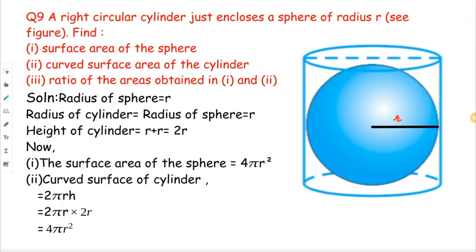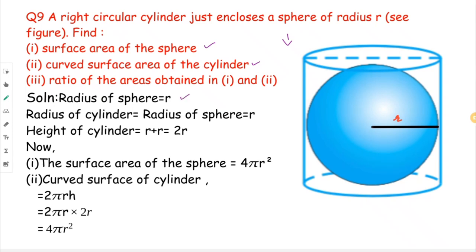All right, let's do one more. Question number 9, the last one. A right circular cylinder, you can see the cylinder here, just encloses a sphere of radius r. Alright, what are they asking us to find? The surface area of the sphere, the curved surface area of the cylinder, and the ratio of the areas obtained in 1 and 2. So I'm taking the radius of the sphere to be r.